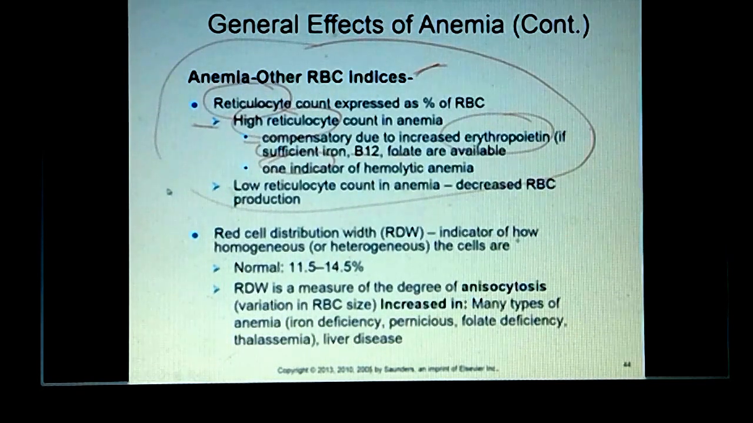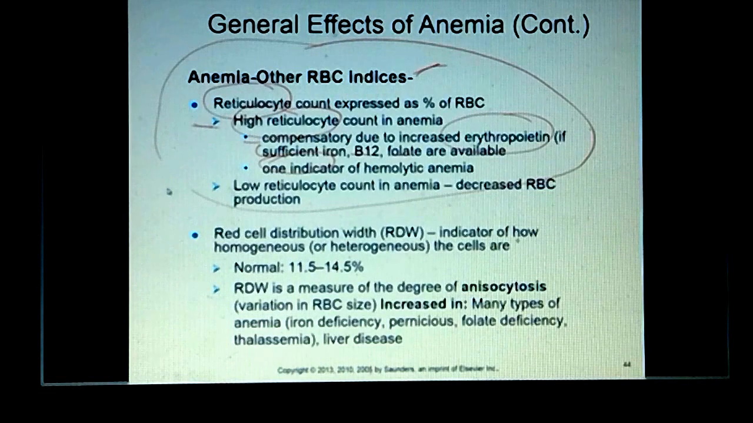If your reticulocyte count is low and you're anemic, that would suggest that you've got a decreased red blood cell production. So the reticulocytes, along with the size, are very powerful indicators in helping you think about the anemia.